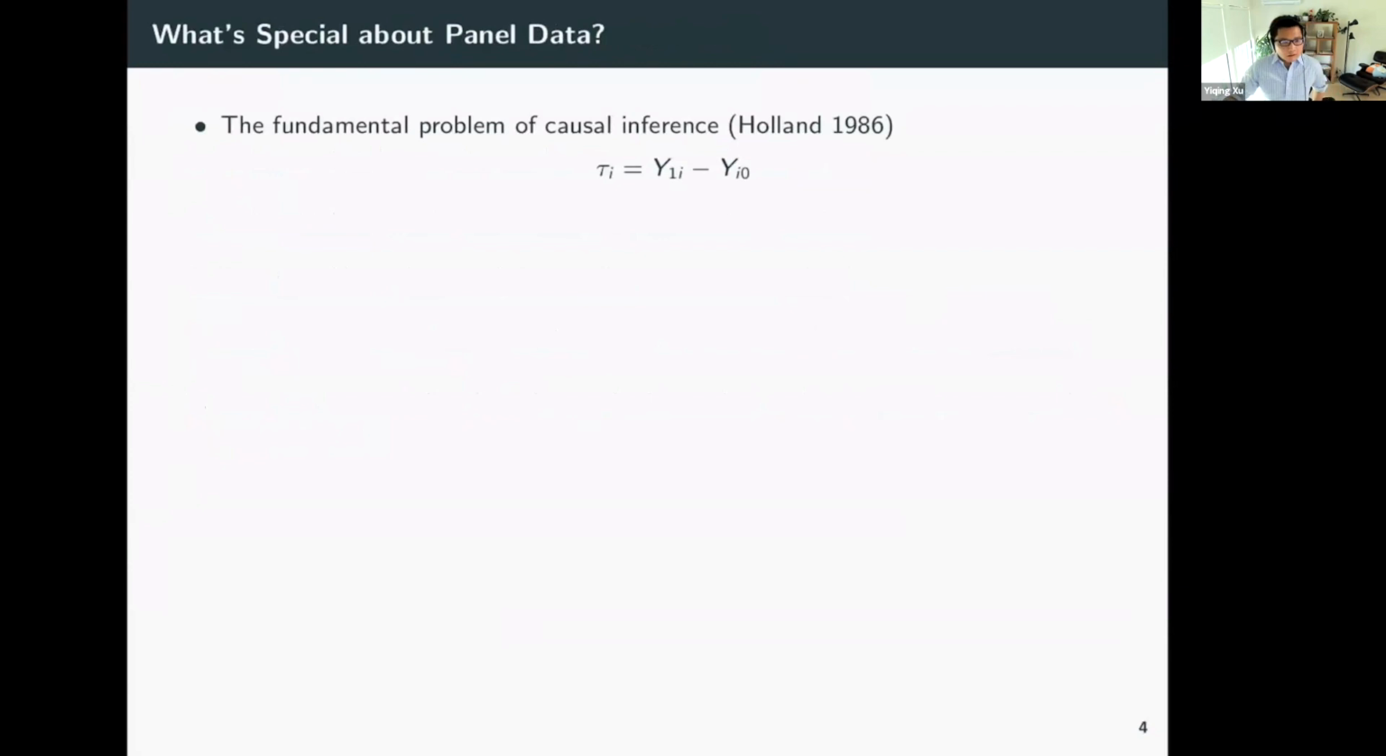All right, so the first question I want to ask is what's special about panel data? We all know the fundamental problem of causal inference: we don't get to observe both versions of potential outcomes. We don't get to observe the counterfactual. By the way, in this lecture series, I would mostly focus, or almost entirely focus, on the case with binary treatment. There's one reference to continuous treatment, but I won't spend much time on it.